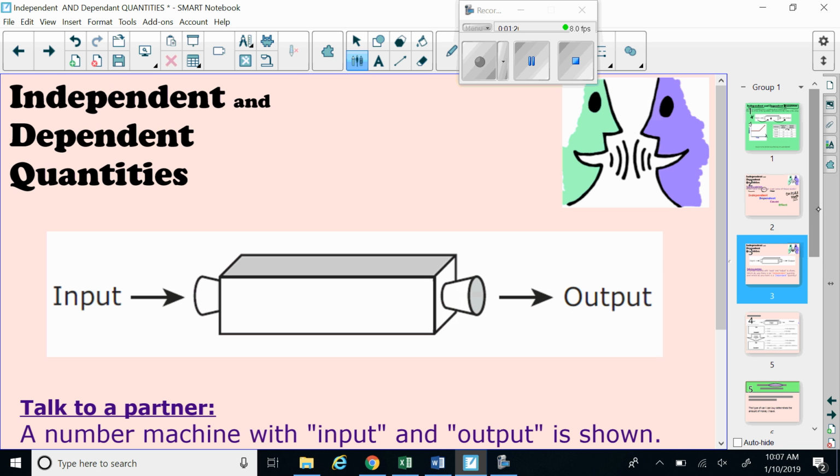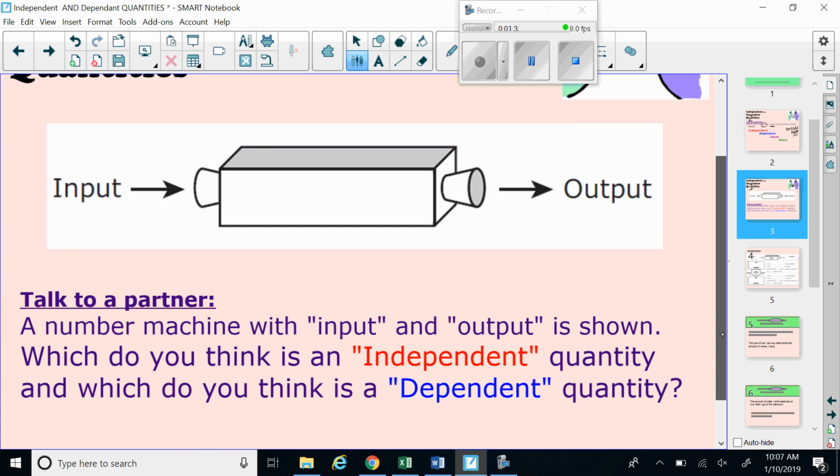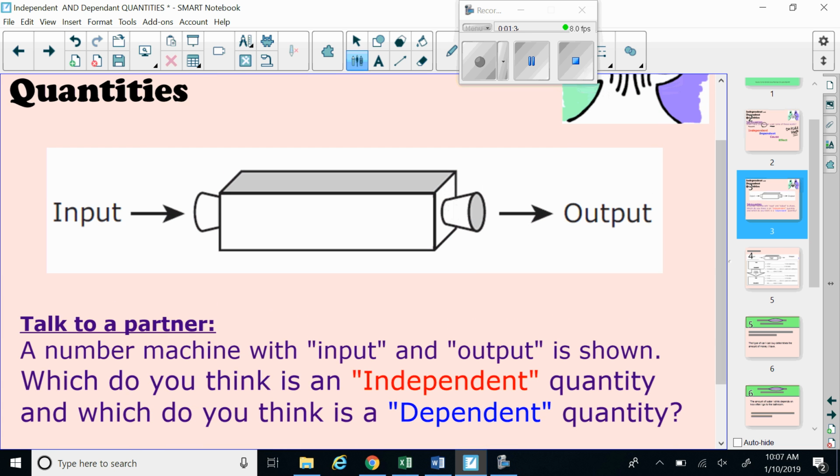So what we see here is an input-output machine. You're going to talk to your partner. A number machine with an input and an output is shown. Going back to those words that we started with, which one do you think is independent and which one do you think is dependent? Give them a label. Is the input independent? Is the output independent? Talk about what you think it would be. You can pause to have that conversation.